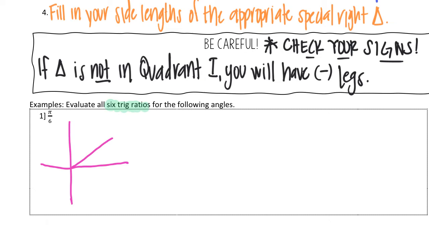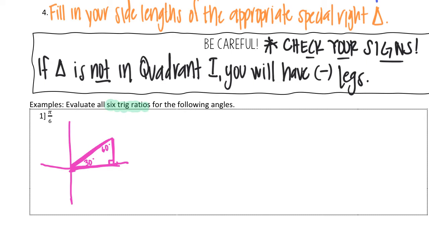The next thing we're going to do is determine what our reference angle is. We're trying to think how far away is pi over 6 from this x-axis. Remember, pi over 6 is equal to 30 degrees. It is 30 degrees away from our x-axis. You're then going to draw a right triangle with the terminal side of that angle, the inside, and the x-axis. We now have a 30, 60, 90 triangle.